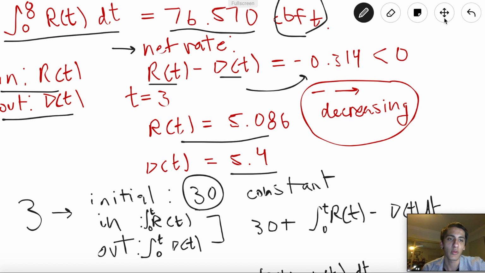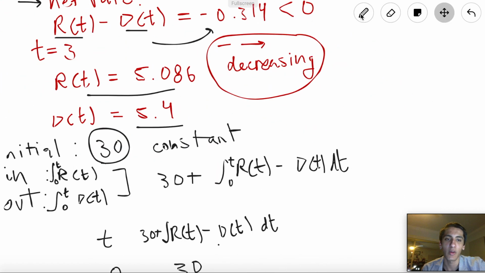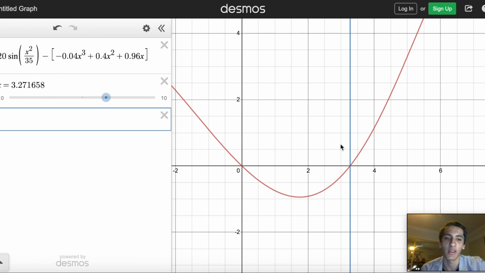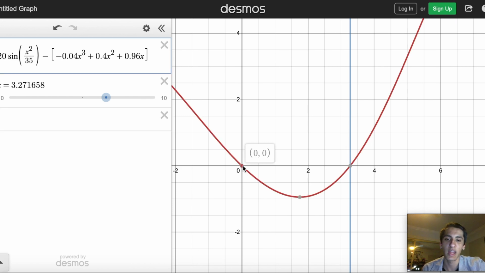So in other words, we need to find out where this part right here is switching. Because if you look at the graph, this is r of t minus d of t, not the integral. You can see that it starts off negative, but switches to become positive, meaning from this point 0 to this point 3.272, the amount of water in the pipe is decreasing.